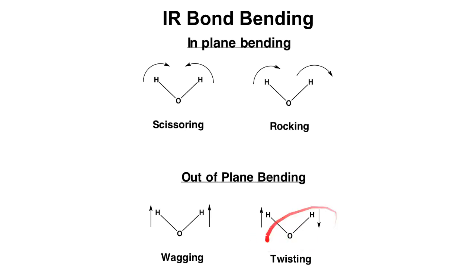And then you can have what's called twisting. So this is going to be where you would put your two fingers out in front of you, one goes up, the other goes down, and then vice versa. So you're alternating your fingers back and forth. That is a twisting motion for bonds. So both of these are taking that flat plane that you were originally in with the scissoring and rocking and moving in or out of that plane.